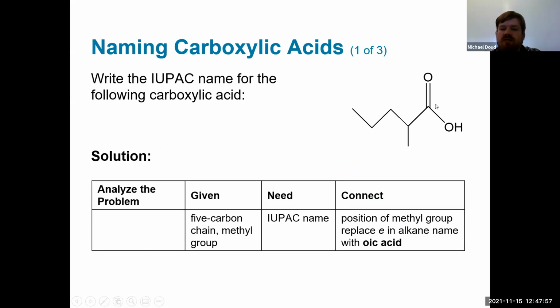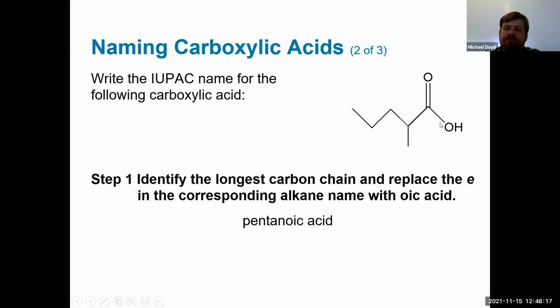Okay, so first up, we should identify, oh, this is a carboxylic acid. We have a carbonyl here bonded to an OH group here. This is carbon 1, and we go carbon 2, 3, 4, and 5. 5 carbons total would be pentane. Name it as a carboxylic acid, pentanoic acid. Okay, so pentanoic acid is going to be our base name.